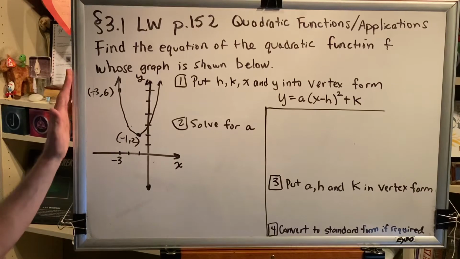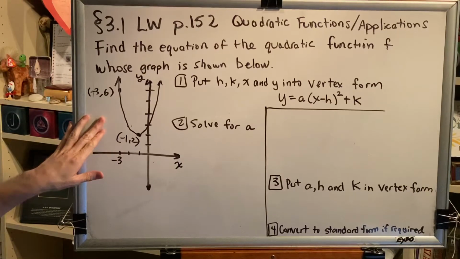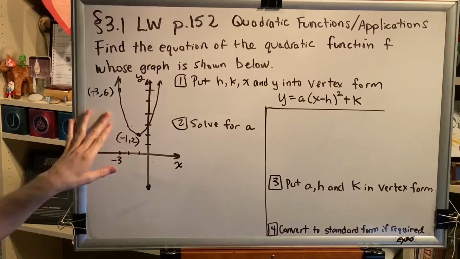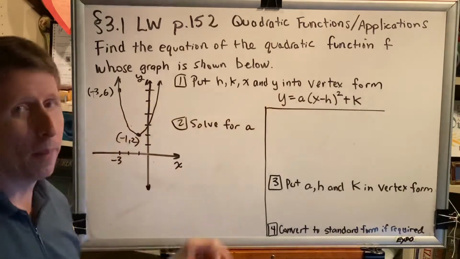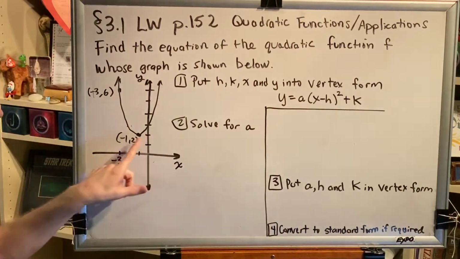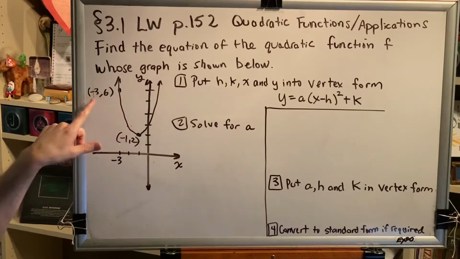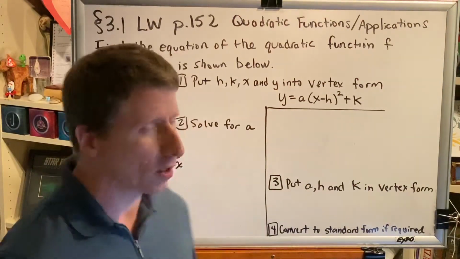Find the equation of the quadratic function f whose graph is shown below. This is the picture that you'll be provided in ALEX. Notice that this is a parabola. It opens up, which means eventually we're going to discover that the sign of a will be a positive number. The vertex is at location -1, 2, and the other point that the parabola goes through is at the point -3, 6. Okay, let's go through the 4 steps for solving this problem.